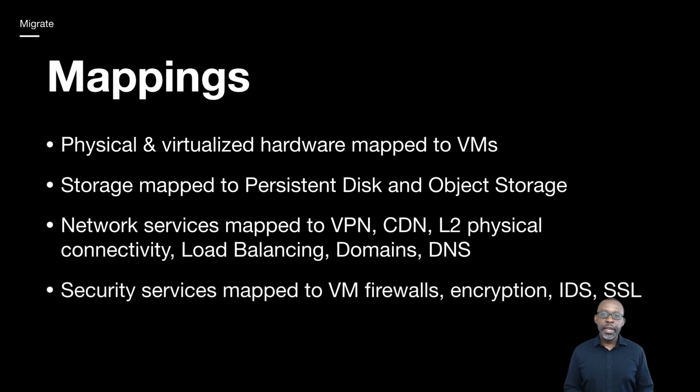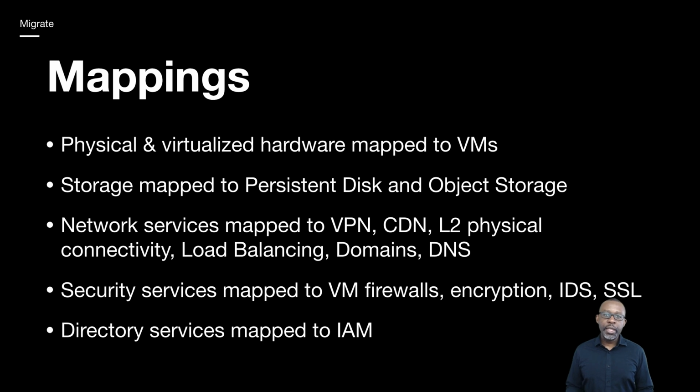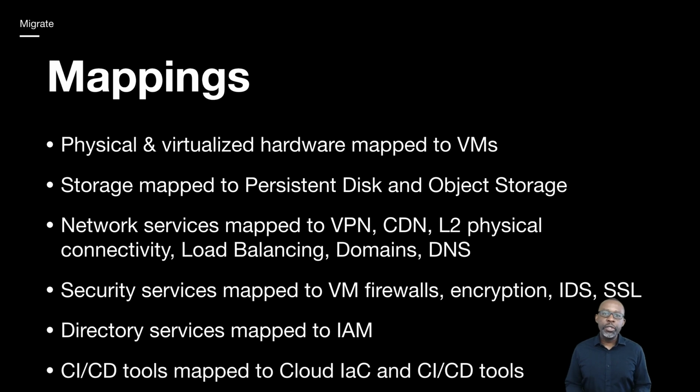Consider how security services in the source environment map to security services in the cloud, for example, firewall rules, identity-aware proxies, SSL configurations, etc. Also consider how a directory service, for example, Active Directory in a source environment, maps to an identity service in the cloud. And last but not least, you may also want to consider how CI/CD tools in the source environment map to infrastructure and CI/CD tools and capabilities in the cloud.